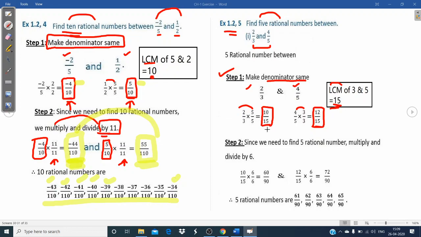I told you, students, the denominator should be the same. Now the denominator is the same. Now if we see, between 10 and 12, only 11 is coming. So between these two rational numbers, 11/15 is there only. So 11/15 is only one rational number. Now you have to find 5 rational numbers. So you have to multiply by any equivalent rational number. So you can multiply by 10/10, 5/5, 6/6, any number you can multiply.